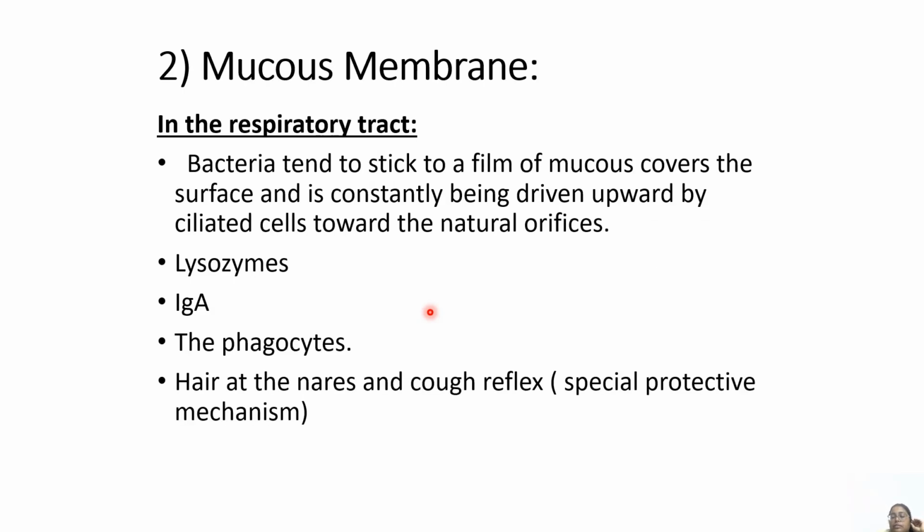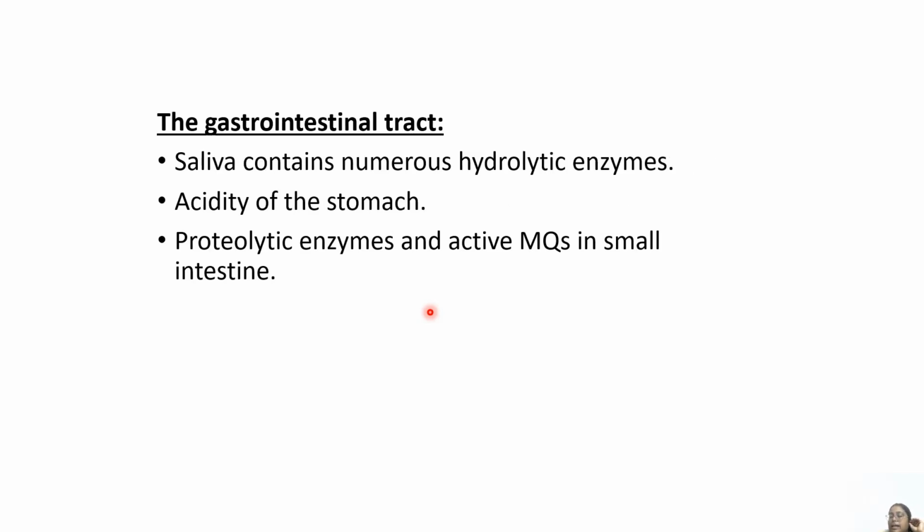Now, the mucous membranes in the respiratory tract, in case of bacteria, they tend to stick to a film of mucus that covers the surface, and it's constantly being driven upward by ciliated cells towards the natural orifices. We have lysozymes, we have immunoglobulin A, we have phagocytes, and we have hairs at the nose and the cough reflex. So that is also a special protective mechanism. Then we have the gastrointestinal tract. The saliva contains numerous hydrolytic enzymes, then there is the acidity of the stomach, and proteolytic enzymes and bile in the small intestine, right?